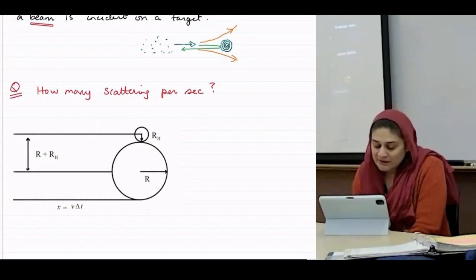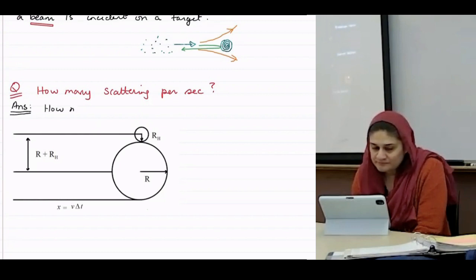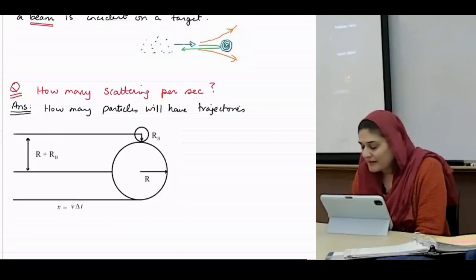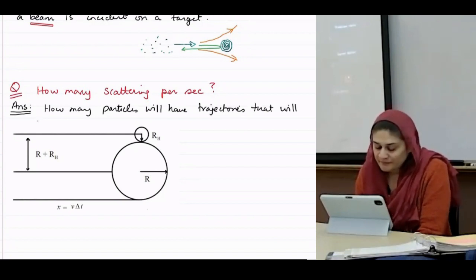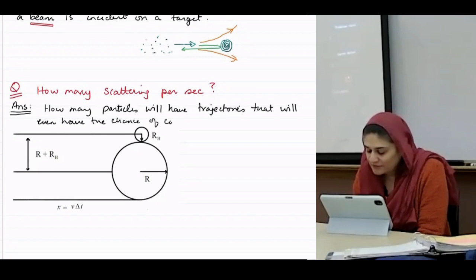We need to answer this question. How many particles will have trajectories that will even have the chance of collision?